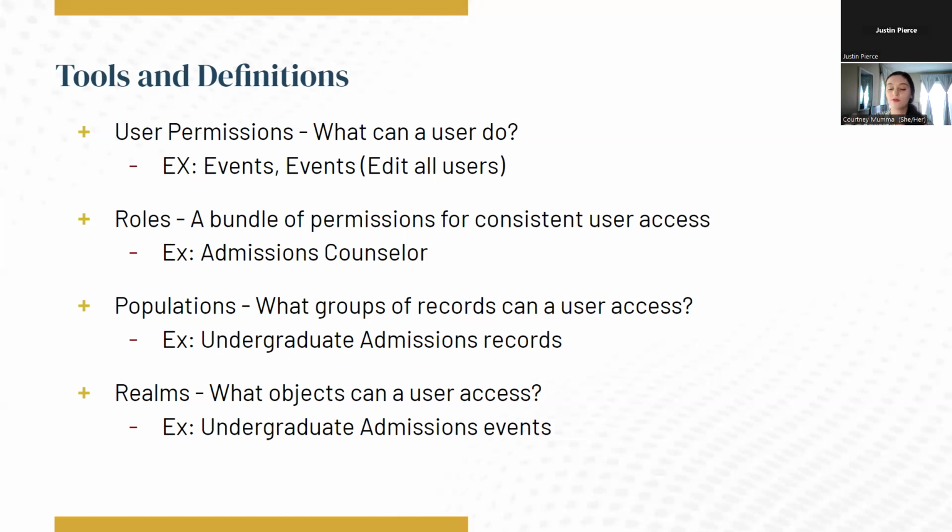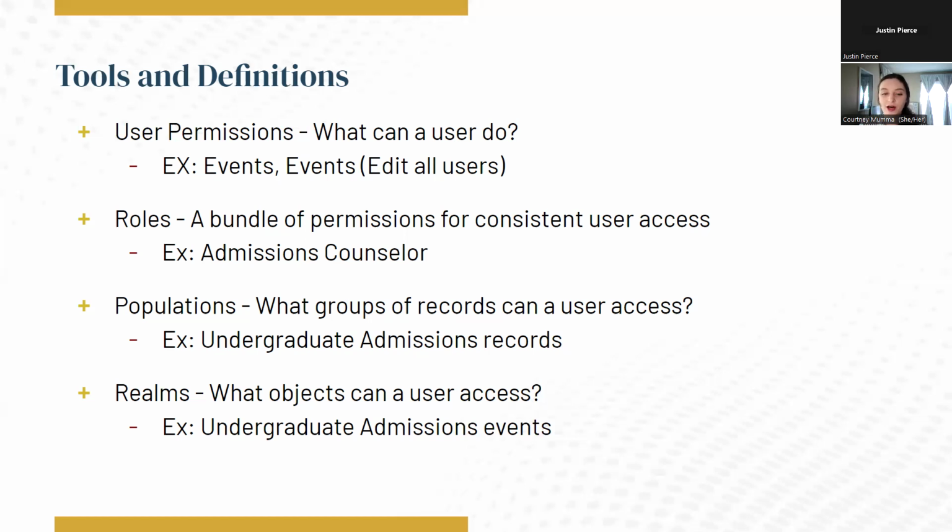Populations are groups of records that a user can access. So thinking about an undergraduate admissions record, we have academic advisors, we have counselors, we have graduate admissions folks. We want to make sure that they are just seeing the populations of students who they should be seeing. We're going to dig into how to make that definition in a second as well.